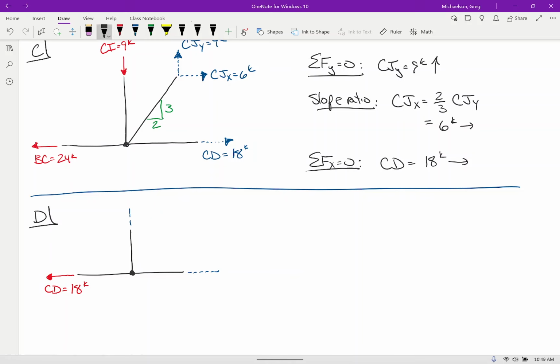If I sum forces in the X direction, it's going to be that. That's going to be DE, which is 18 kips. But what's going on with this vertical member? Nothing, right? There are no vertical loads on this joint at all. So what is the force inside member DJ? Zero. And the way that we do that on our truss is we usually just draw a big old zero like that. That's how we label that.